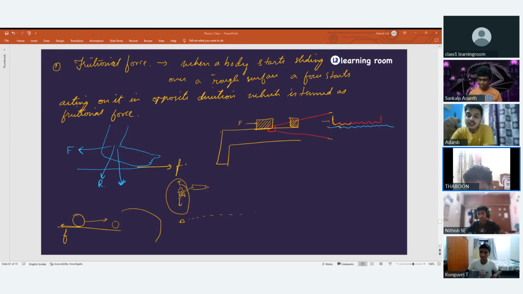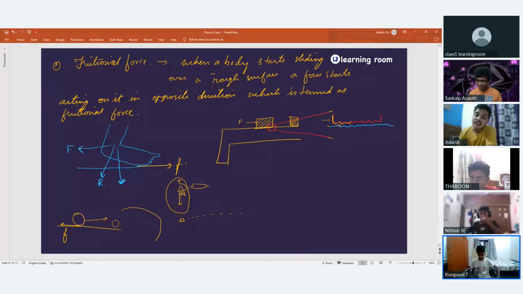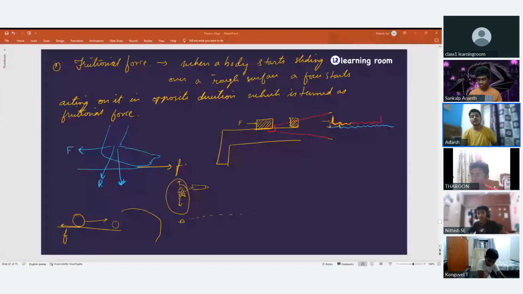See, this interlocking creates friction. At the microscopic level, the surfaces are not smooth and they are rough like this, and they get interlocked in the rough surface of the surface on which it is kept. It's not visible to the naked eye.